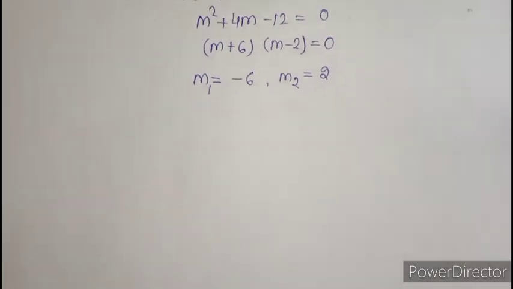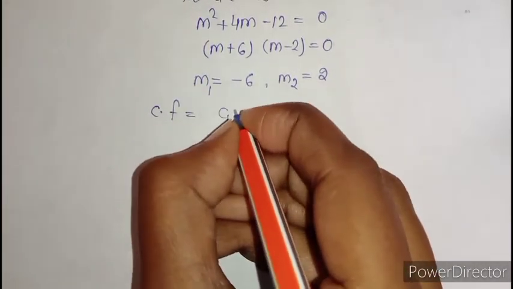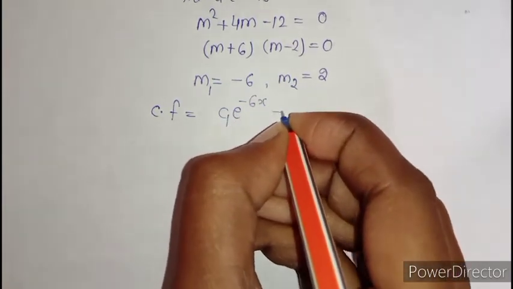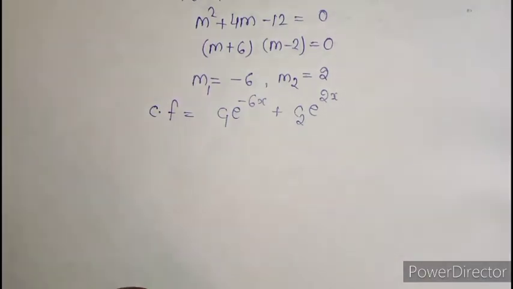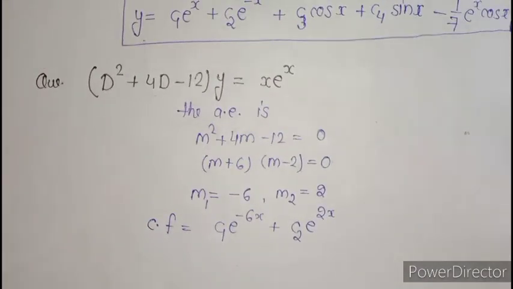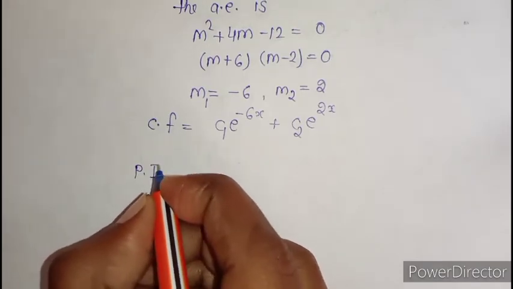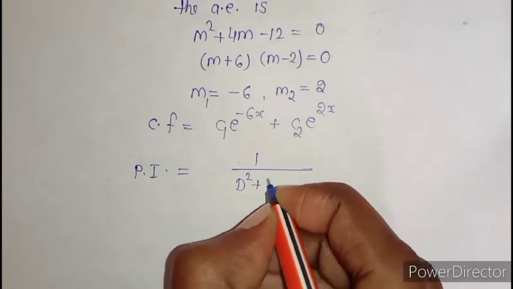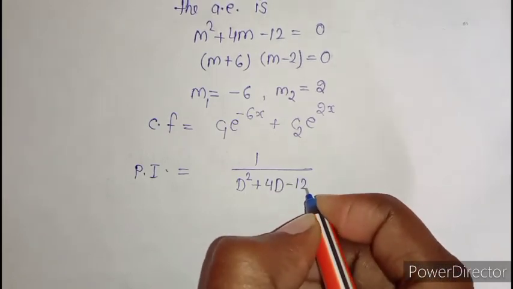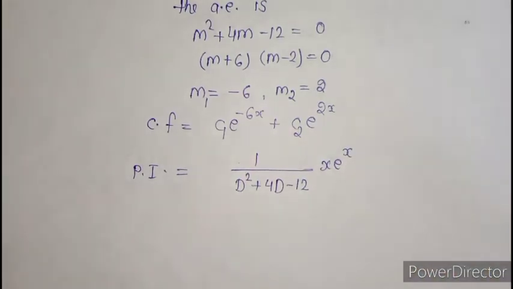So we can easily write CF for this differential equation. So CF is equal to C1 e raised to power minus 6x plus C2 e raised to power 2x. Now we will write the PI for this differential equation. So PI is equal to 1 by D square plus 4D minus 12 applied over the function x e raised to power x.